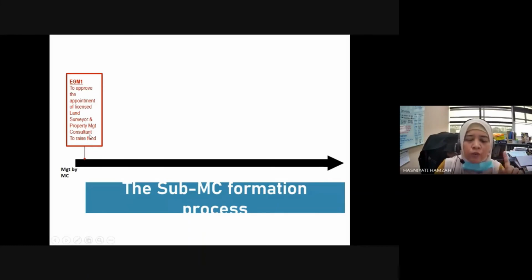Kena raise fund dahulu, sama ada wait a few years down the line and then have the EGM, the first EGM to start the ball rolling for the sub-MC formation, or from the onset decide to charge tinggi. Terus saja dia kata we need to raise 200,000 this year, so you need to pay 2,000 per month, something like that lah, from the beginning, from the onset, to raise the fund, to pay for the licensed land surveyor and also the property management consultant.